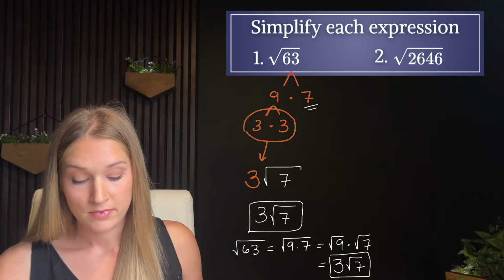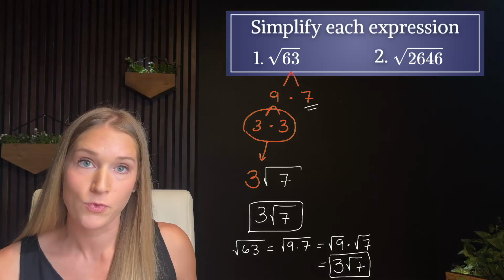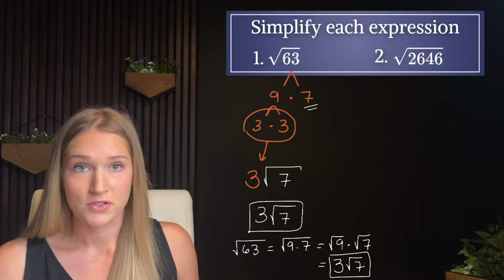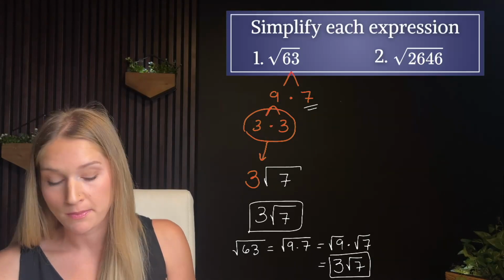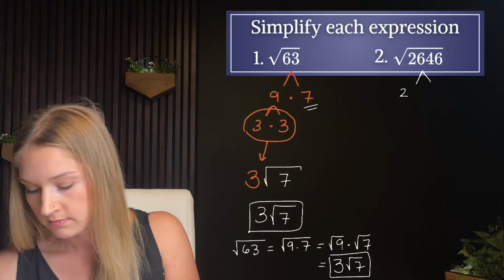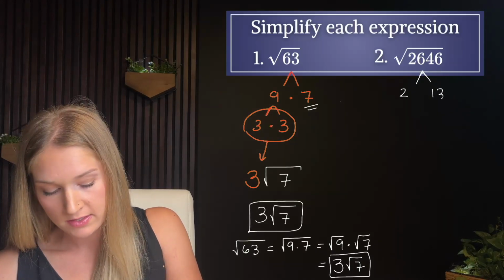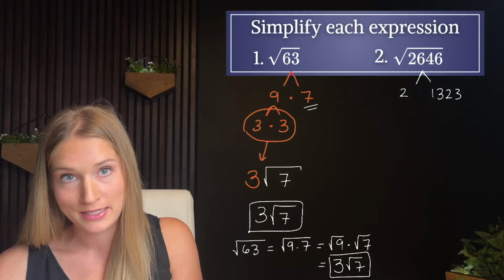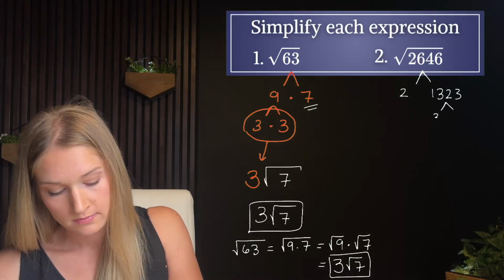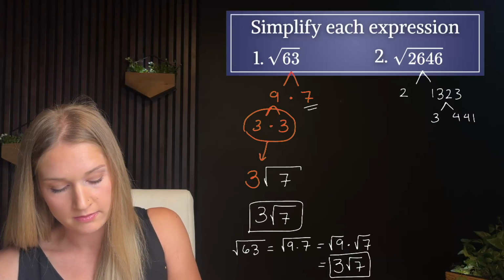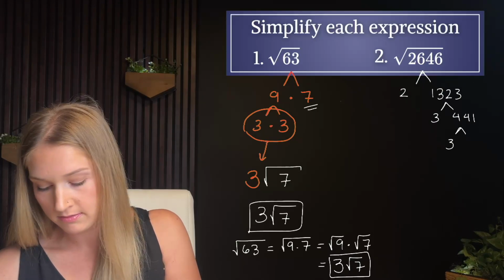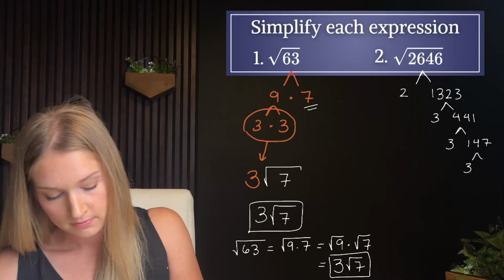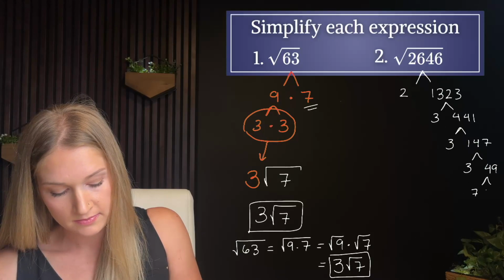So the next one, this one for example, I don't know off the top of my head what perfect squares I could pull out to simplify. So what I'm going to do is just start factoring. I know it's an even number, so I know I can divide by 2, which gives me 1,323. Now I know that that 1,323 can be divided by 3, which leaves me with 441. I can divide by 3 again, and again, and now I divide by 7s.